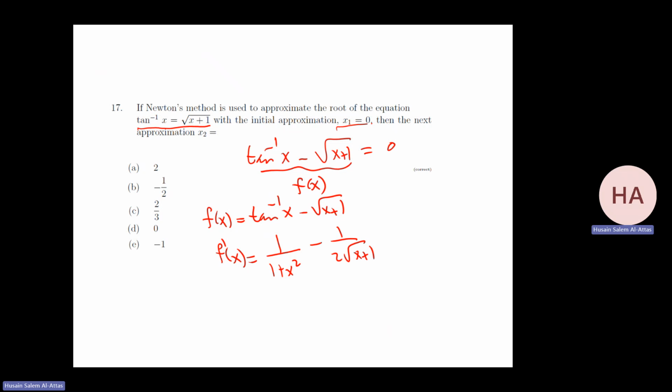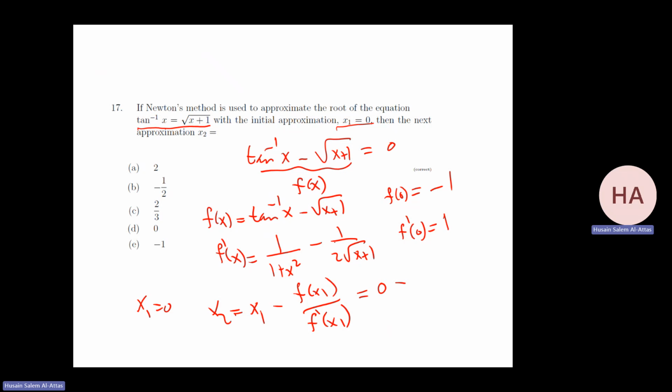He's starting with x1 equals 0. So x2 will be x1 minus f of x1 over f prime at x1. So that will be 0 minus f of 0. What is f of 0? Let me check it. Tan inverse of 0, 0 minus 1, so that is minus 1. F prime at 0, 1 over 1.